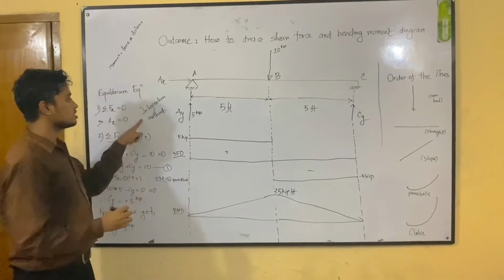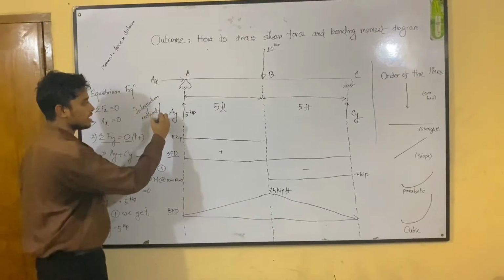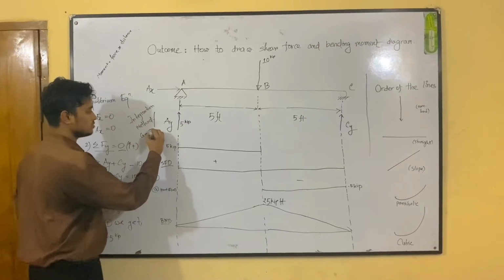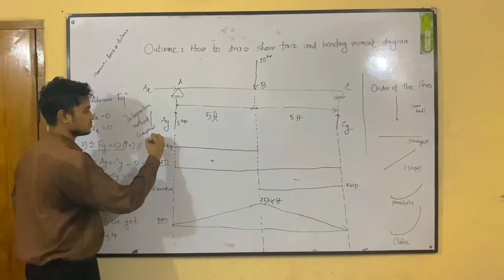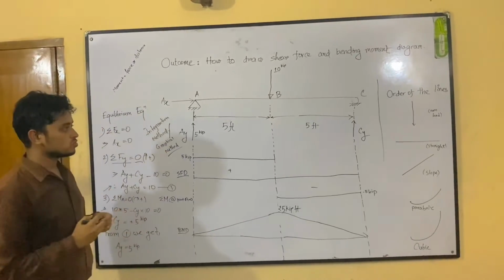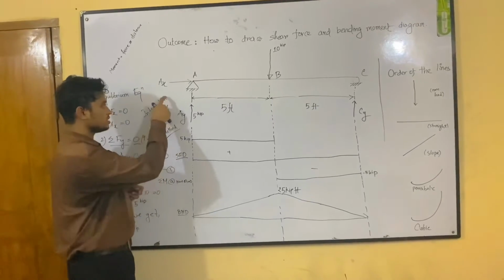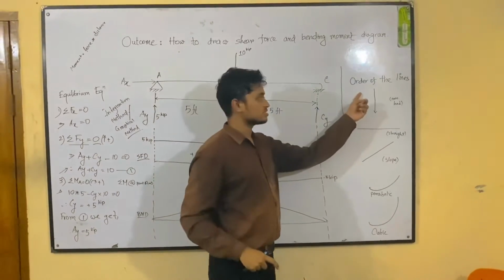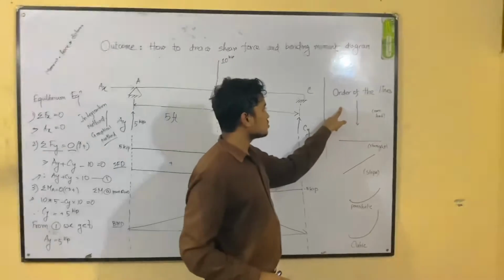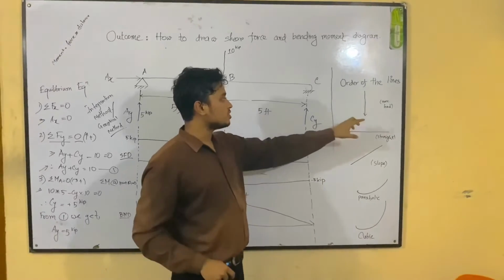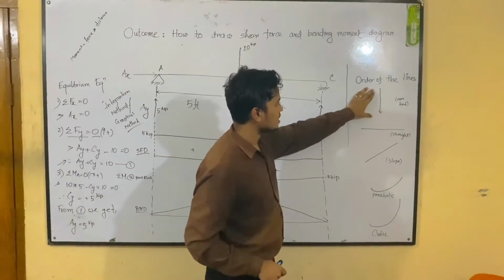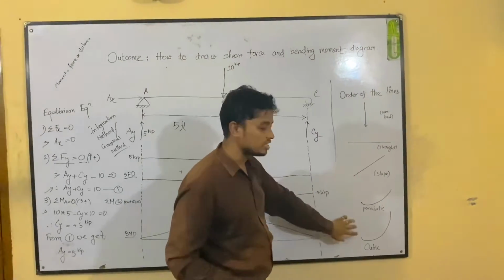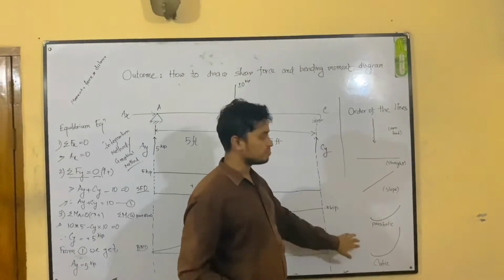The integration method is also named the graphical method. To know how this method works, we have to know the order of lines. What is the order of lines? Order of lines means if first comes the concentrated load, then the straight line, then slope, then parabolic, then cubic. What does this mean?